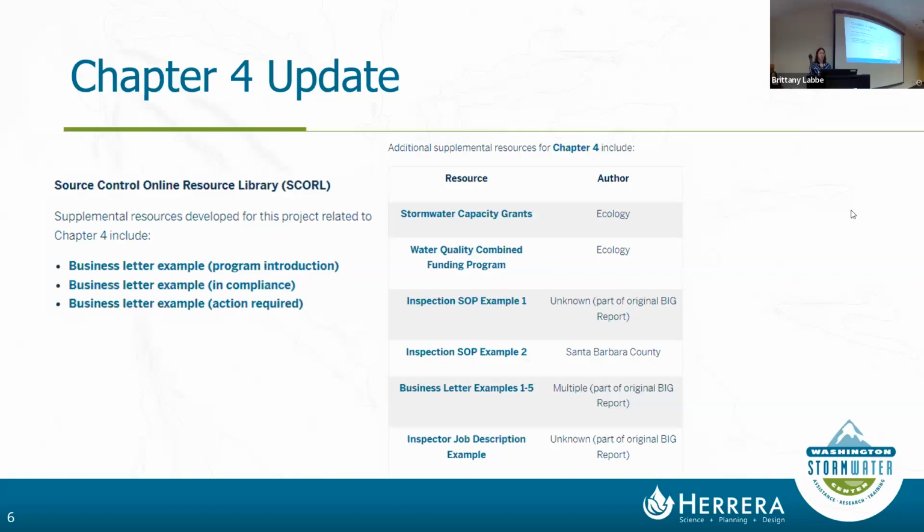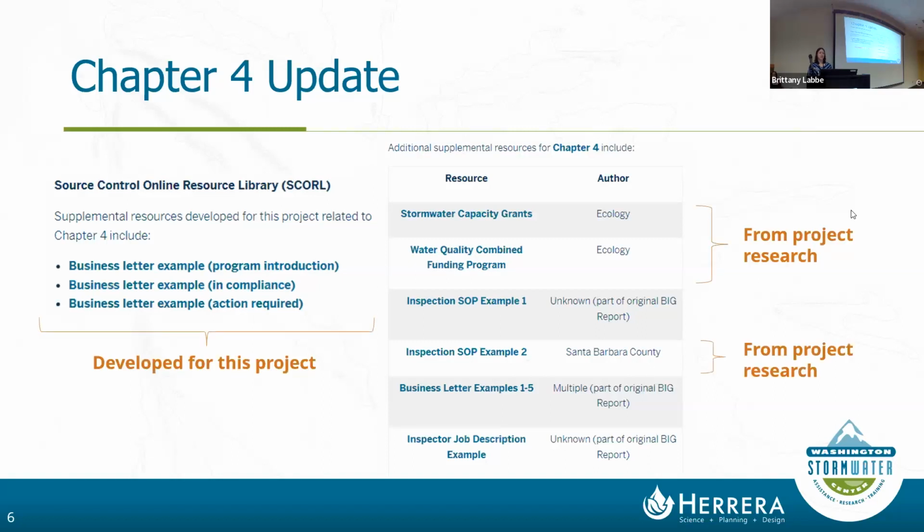As I mentioned, chapter 4 has those 3 business letter examples. So the program introduction, in compliance, and action required. And there's other examples there if you're looking at developing a standard operating procedure or still looking for an inspector. There's an example job description there. So definitely take a look at those resources. Those are great resources we've pulled together from others that help build your program and reach out to those businesses, both at the start of business inspections and then also as you're requiring actions following those inspections.